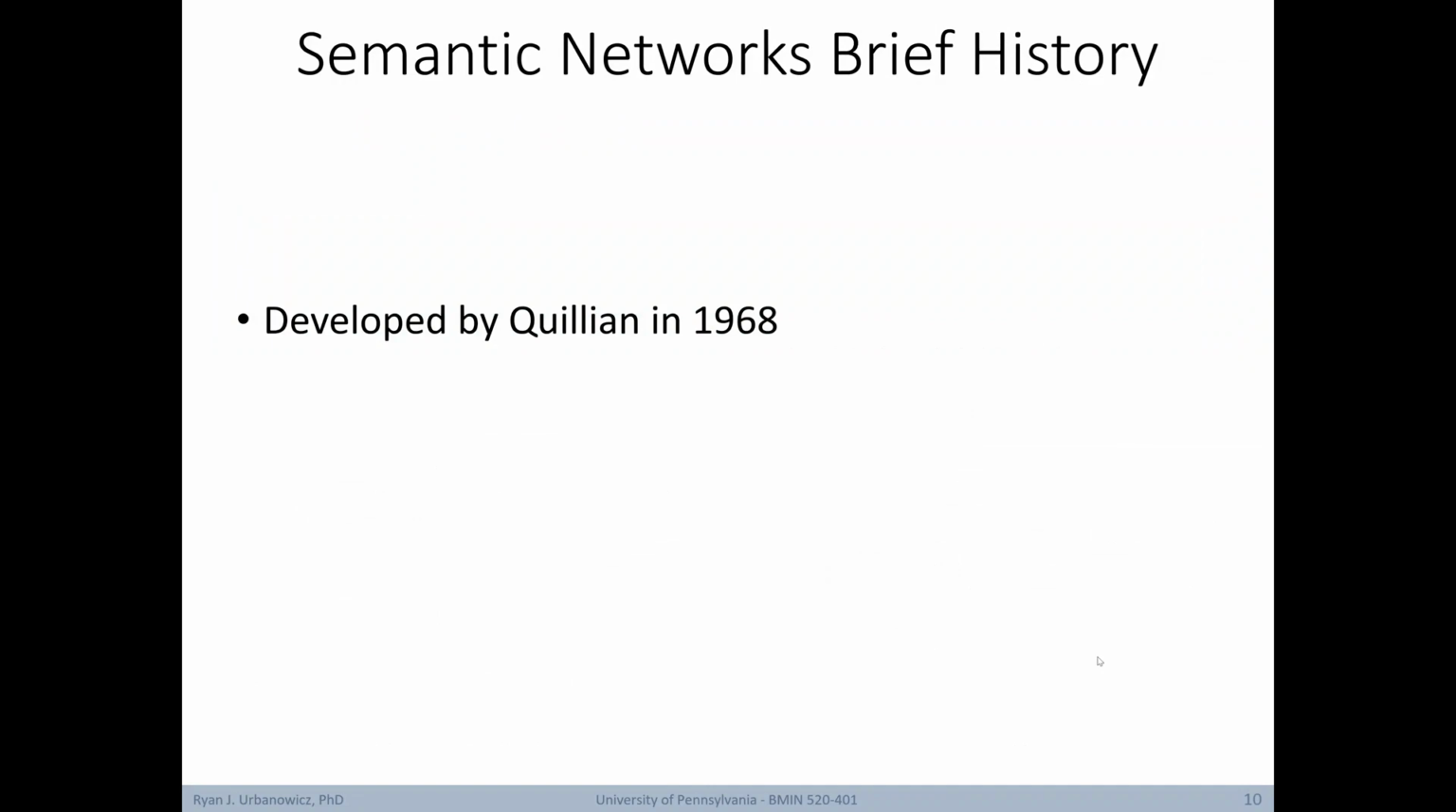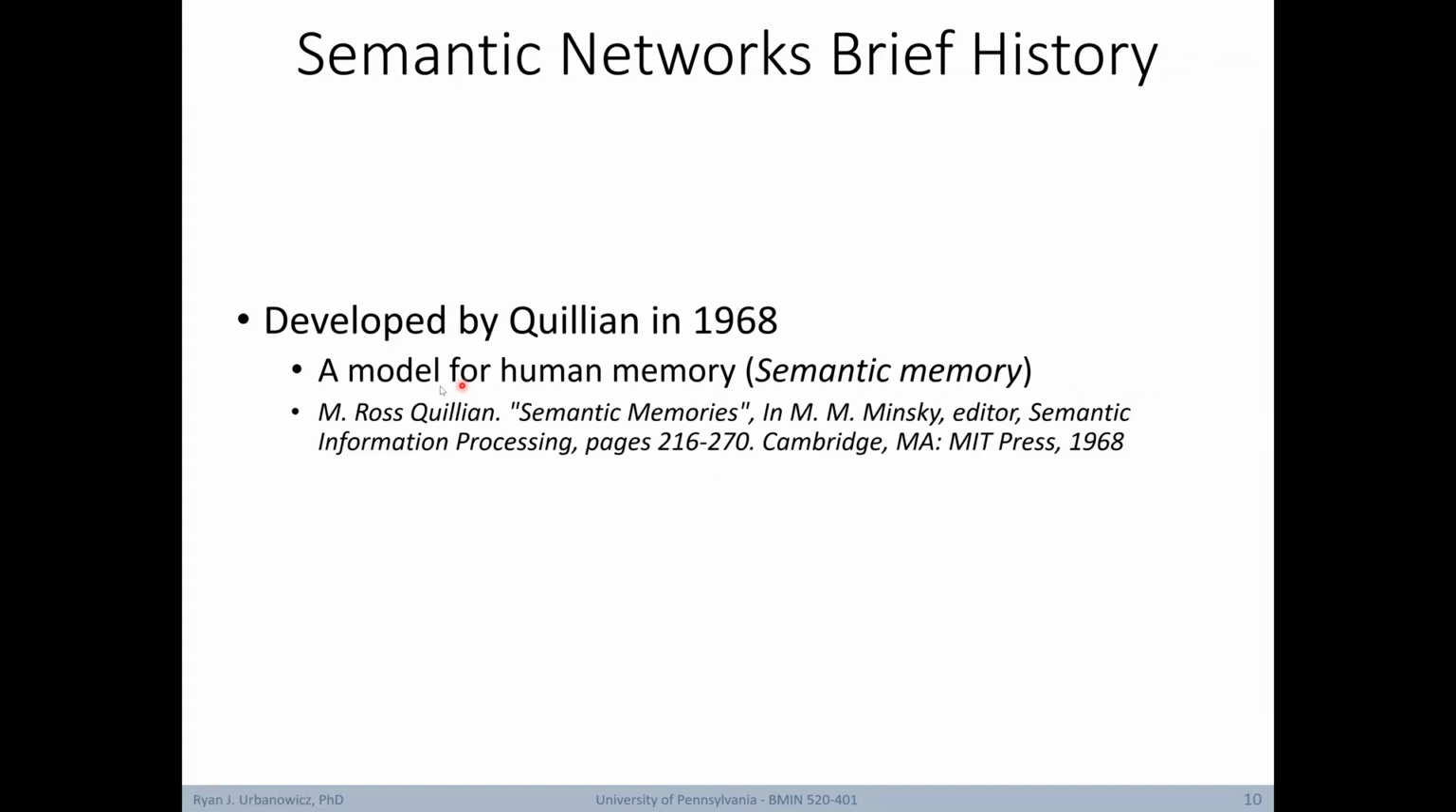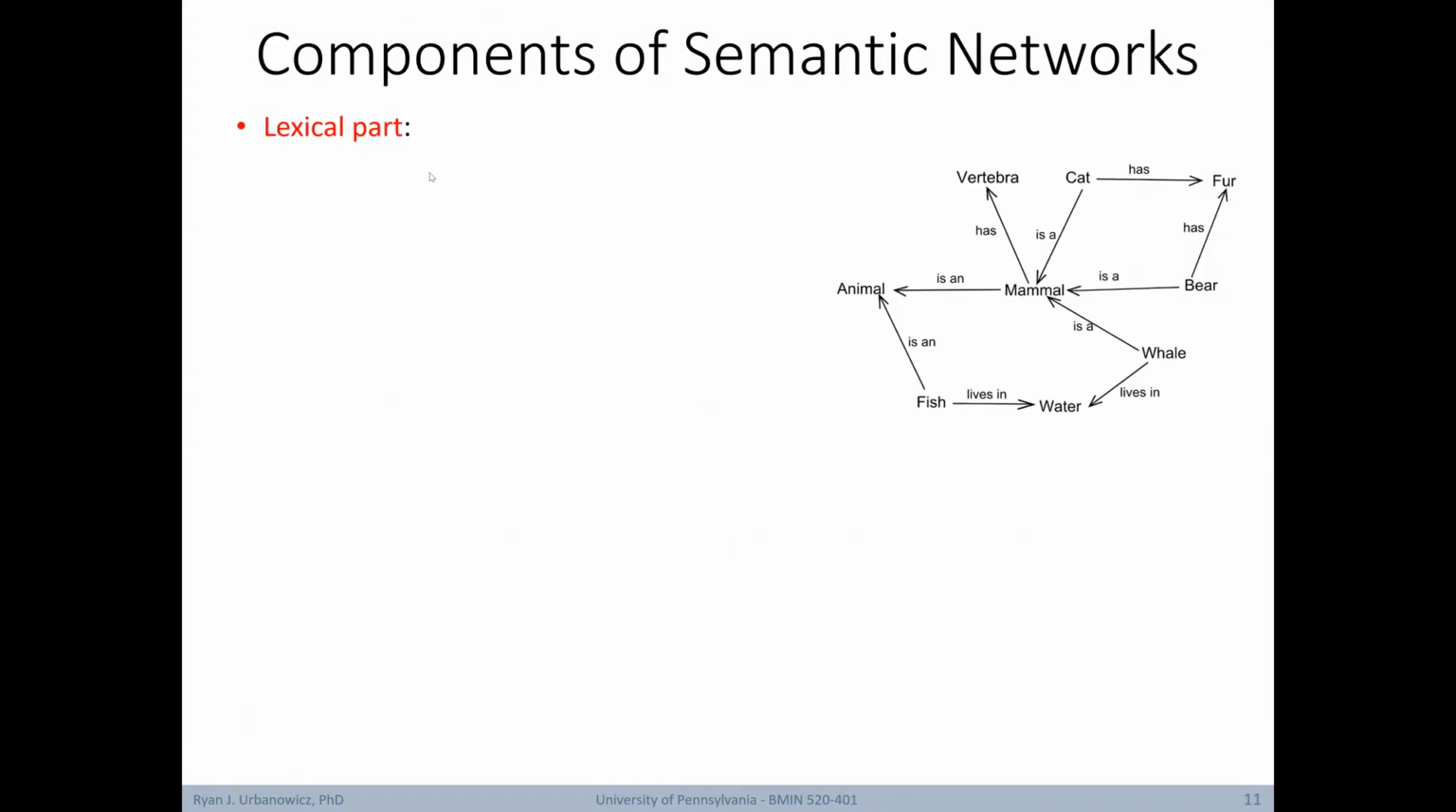For historical context, semantic networks were developed by Quillian in 1968. They were originally designed as a model for human memory and called semantic memory. If you're interested, here's the original paper. Next, let's go through some other semantic network concepts.